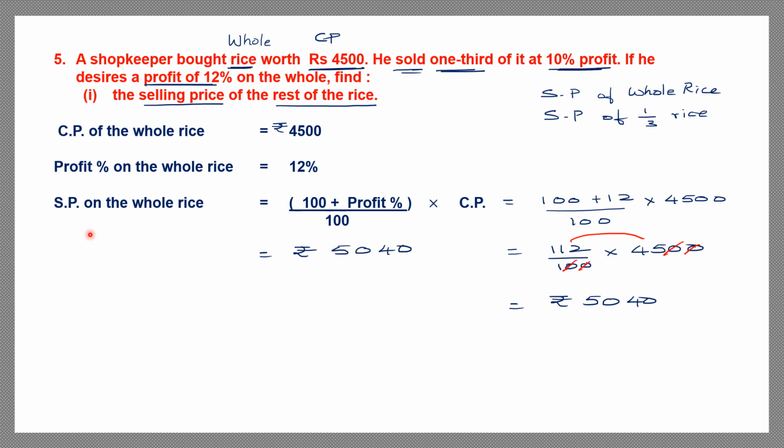Now we need to find the selling price of one third. So we found it for the whole rice. Now we're going to find it for one third of the rice. For that, again, we need to know the cost price of one third of rice. Okay, so let's do that.